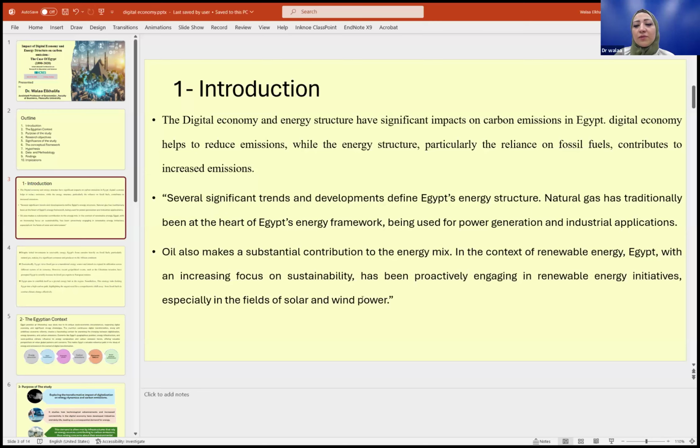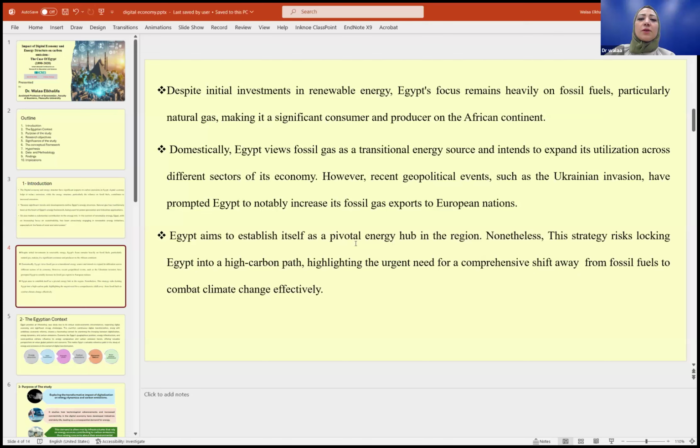In the context of renewable energy, Egypt, with an increasing focus on sustainability, has been proactively engaging in renewable energy initiatives, especially in the fields of solar and wind power. Despite initial investment in renewable energy, Egypt's focus remains heavily on fossil fuels, particularly natural gas, making it a significant consumer and producer on the African continent.